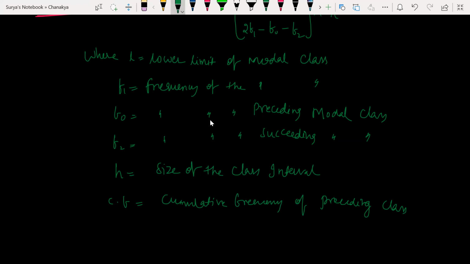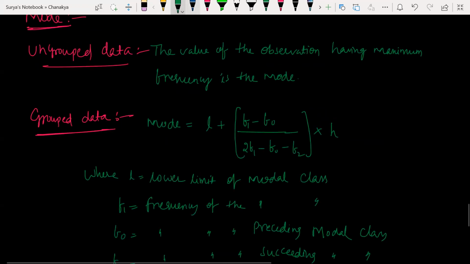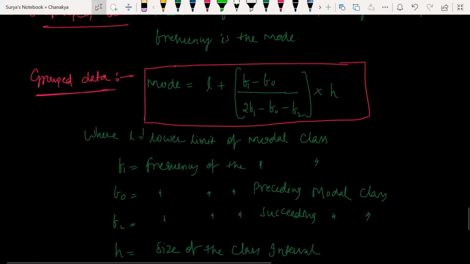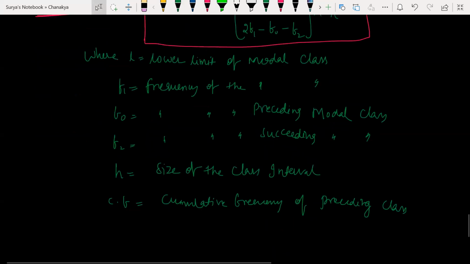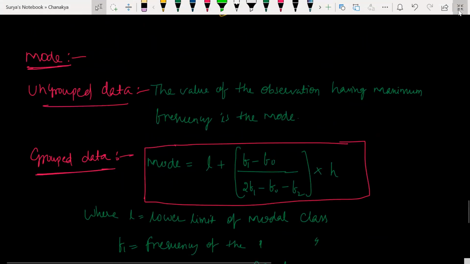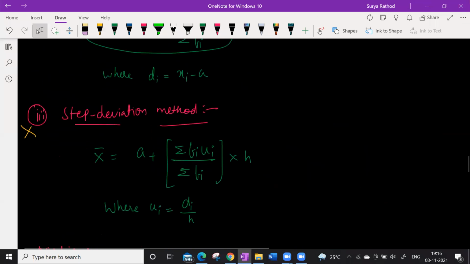So this is the formula. What is the mode formula? L plus (F1 minus F0) divided by (2 times F1 minus F0 minus F2), into H. F1 is the frequency of the modal class. F0 is the frequency of the preceding modal class. F2 is the frequency of the succeeding modal class. H is the class size of the interval, and CF is the cumulative frequency of the preceding class. So this is the statistics introduction and notes.